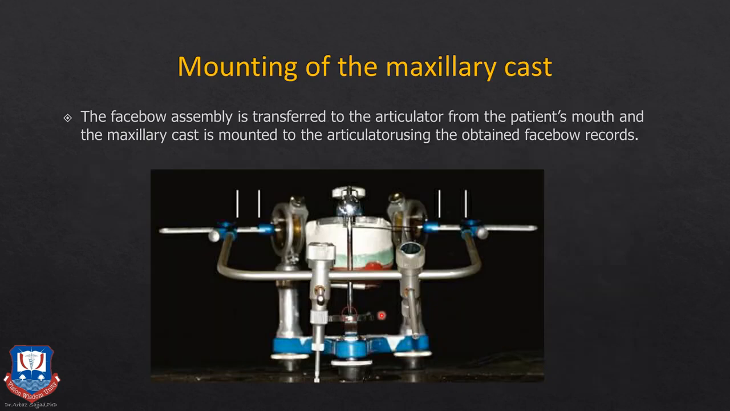So after this, the face bow is attached to the articulator. This is the incisal orientation plane. And these are the two earpieces which go and attach to the horizontal condylar elements on the articulator, and the maxillary cast along with the bite fork, using this face bow and the mounting jig, is mounted on the upper member of the articulator.